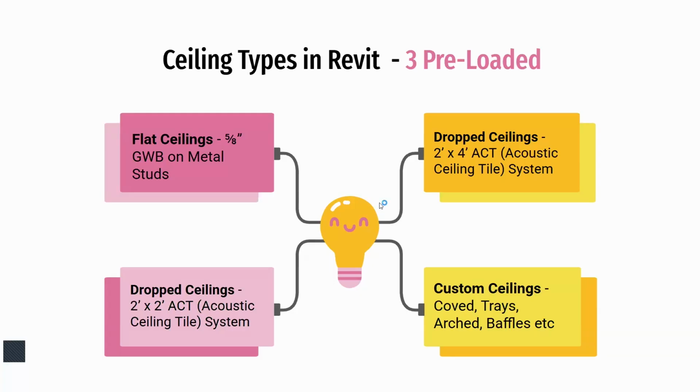The one on the top right is what we have in our classroom. That's a 2x4 ACT, which is called an acoustic ceiling tile system. It's hung by grids. We're going to talk about a lot of this in materials class too, because we'll have a whole lecture on ceilings also. And then they can also come in 2x2 sizes. Those are the standard ones that Revit has preloaded.